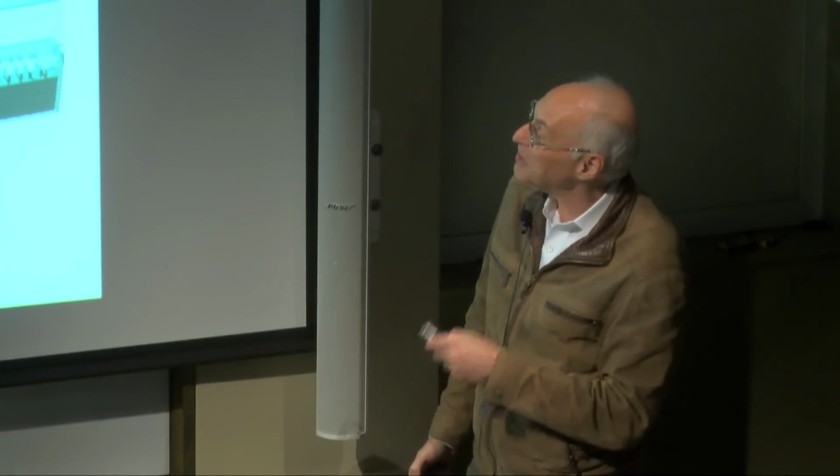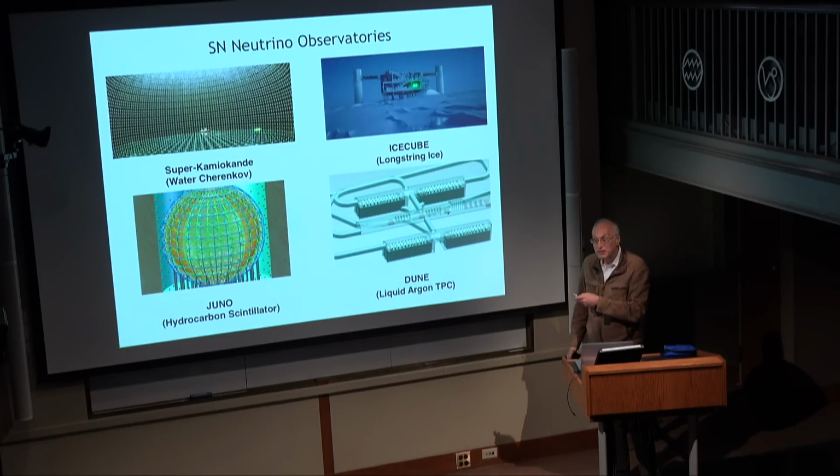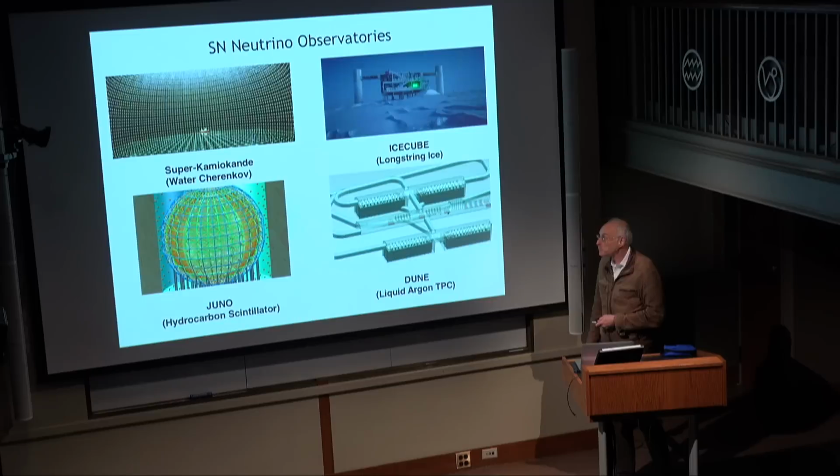So here's examples of the detectors. Super Kamiokande with much less of its water. Ice Cube, Dune, and Juno, as I mentioned. These are in process. These exist. This may be followed by Hyper K, and there are smaller detectors that are still large for galactic supernova. They get hundreds of events. That's going to be amazing.